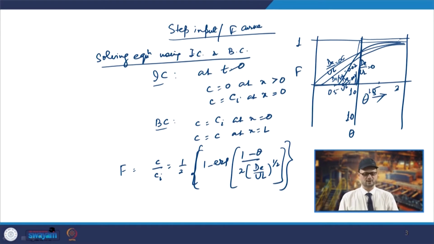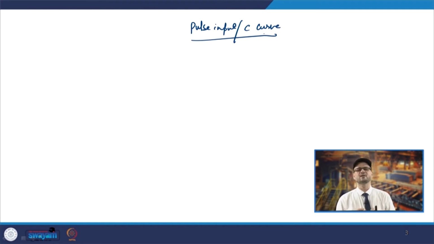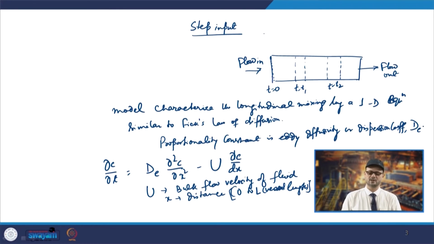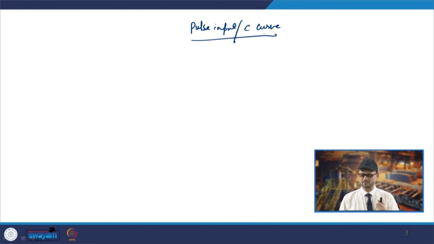Now, if we try to see for the pulse input, or you analyze the C curve, we have to further solve that equation, that is dou C by dou t will be d times dou square C by dou x square minus dC by dx. So, that was this equation. If you solve this equation, again for the pulse input you will have different boundary conditions, and you will have to solve.